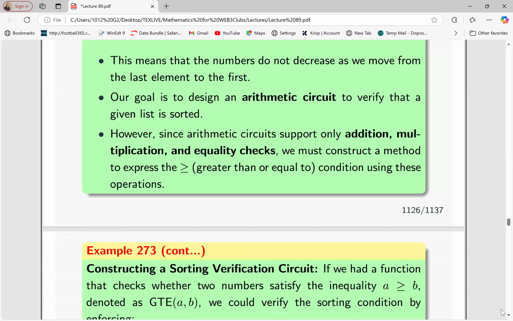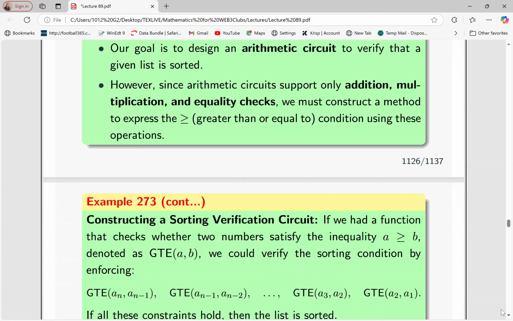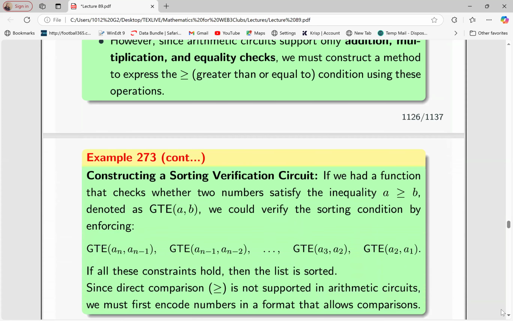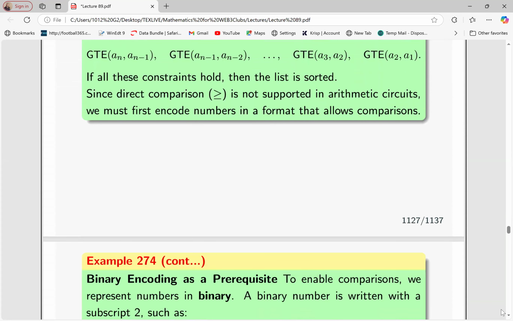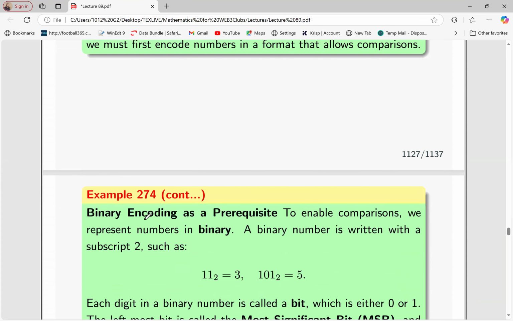To go around this problem, we have to bring in the notion of binary numbers, and the binary numbers will assist us in going around this problem. So that is where I'm going. Binary encoding as a prerequisite. This means that for us to tell if our list is sorted, we must know how to convert decimal numbers to binary numbers, and vice versa.